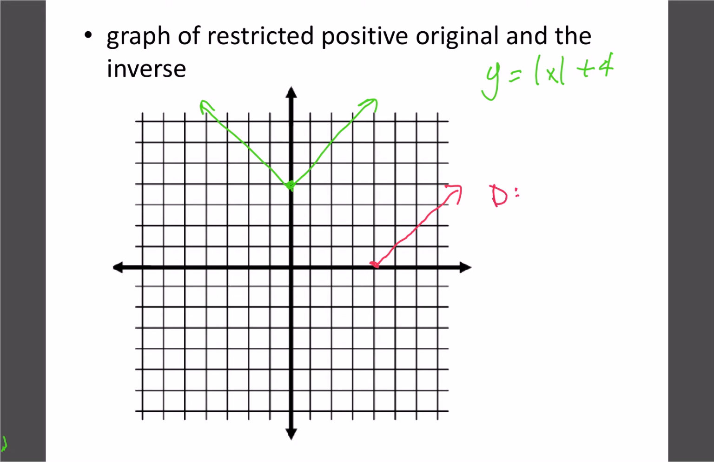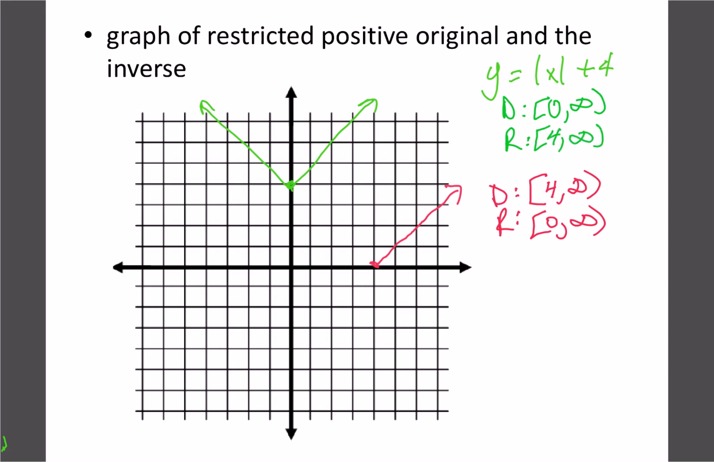So our domain of this new graph is greater than 4. And our range is greater than 0. So that means our original had to match that as well. So if we make our domain of the original greater than 0, and our range then would be greater than 4, right? Because those have to match. So if we go back to our graph, if our range is greater than 4, that looks okay. Our domain of greater than 0 then would only be the positive half. It would look something like that.